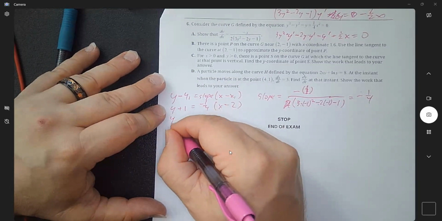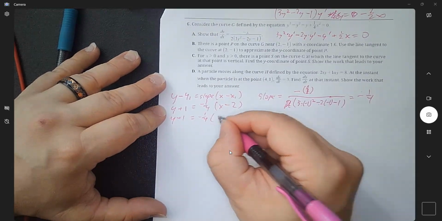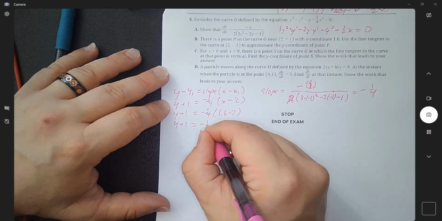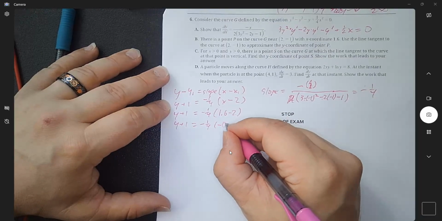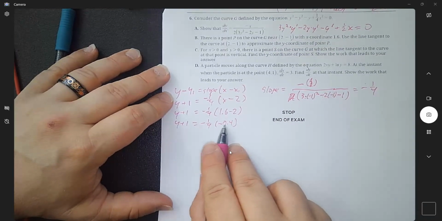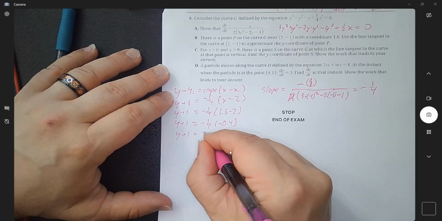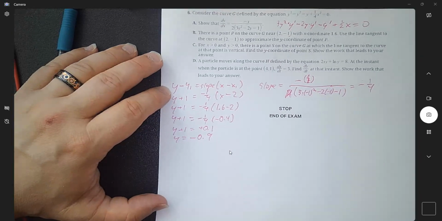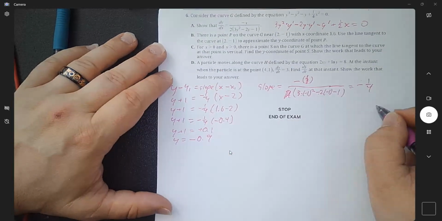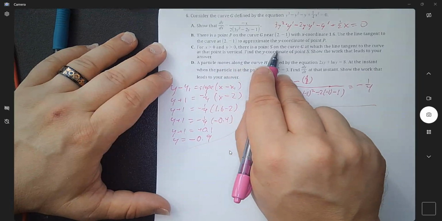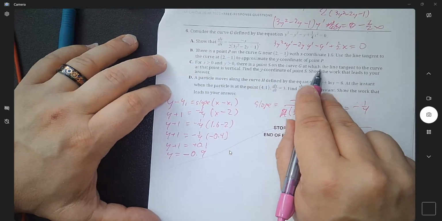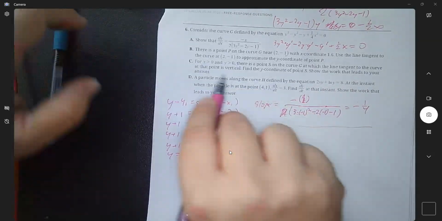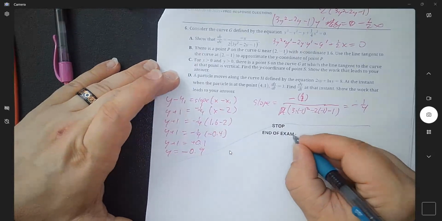So we're going to get the y coordinate by saying that this is 1.6 minus 2, so y plus 1 equals -1/4 of -0.4. So these are going to get together and make -0.1. Y plus 1 equals 0.1. So y is going to be -0.9. That's my approximate value. Okay, so for x and y greater than 0, there's a point S on the curve G at which the line tangent to the curve is vertical. Find the y coordinate of point S. So that was part B.